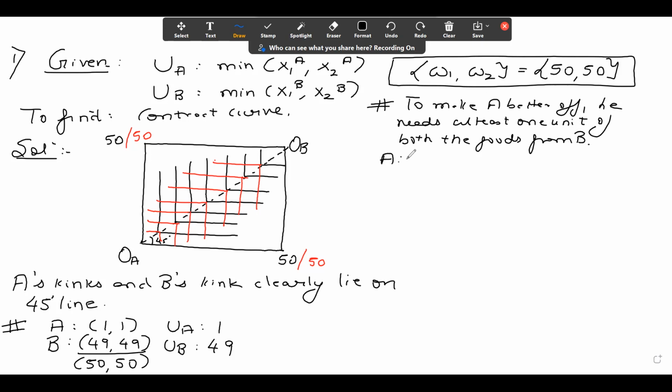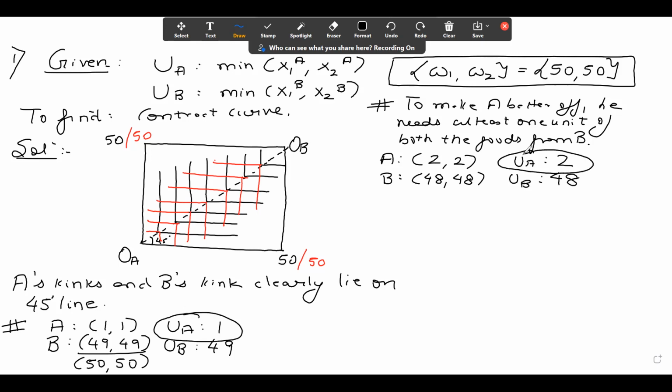If I want to make A better off, that is possible only when B gives 1 unit of both the goods to A. So B will be left with 48, 48. Utility which A gets now is min of 2, 2. Utility which B gets now is min of 48, 48. Clearly, A has been made better off, but B has become worse off than before after this trade.